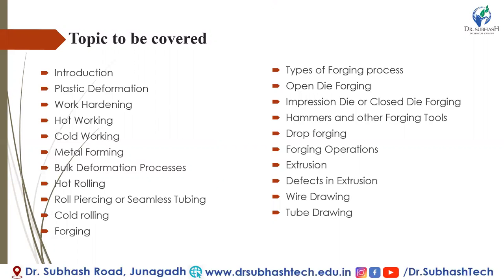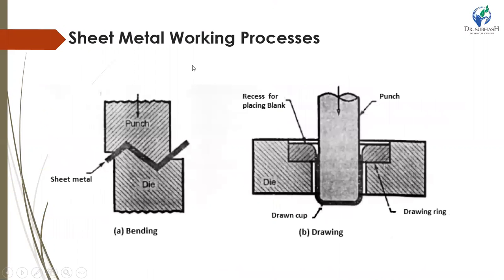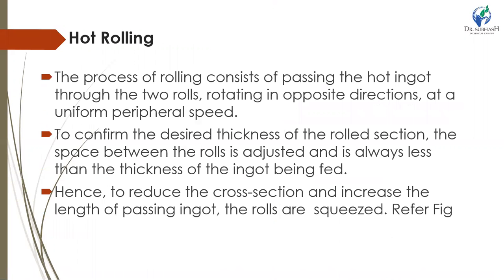Okay, now let's start. Last time we discussed this point, the sheet metal working process. This is the die and this is the punch. Between the die and punch, the process is done. Next is the hot rolling process.